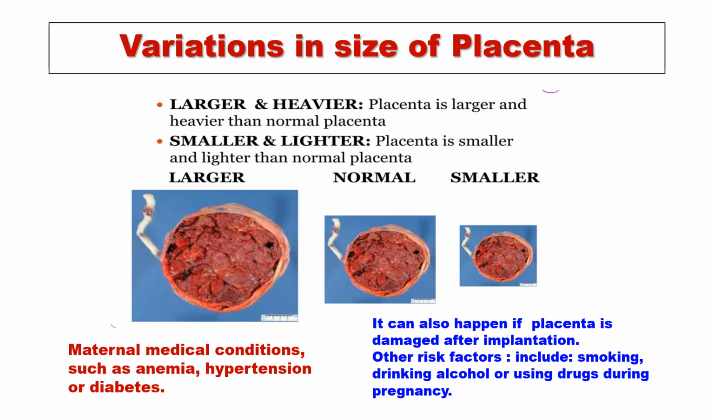Coming to the variations in size of the placenta: large or heavy placenta, then the normal placenta, and small or lighter placenta than the normal. Large and heavy placenta is quite common with maternal medical conditions such as anemia, hypertension, and diabetes. Small or lighter placenta is more concerning if the placenta is damaged after implantation. The other risk factors include smoking, drinking alcohol, and using drugs during pregnancy.